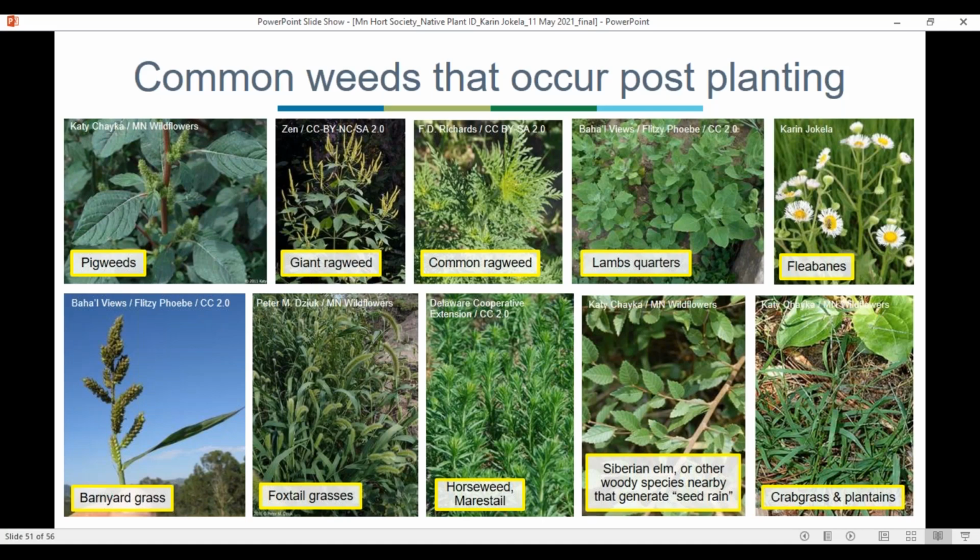The one exception here are these woody species that you might want to take note of, species that are occurring around your planting site, because if you're constantly having the seed rain, you're just going to have to be aware of that management that you're going to need to do long term. So Siberian elm can create tons of seeds that will pollute a native planting.